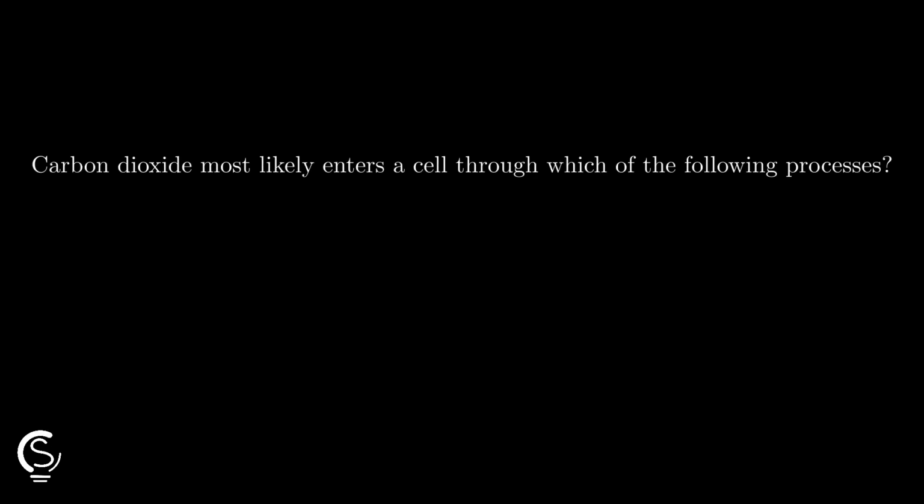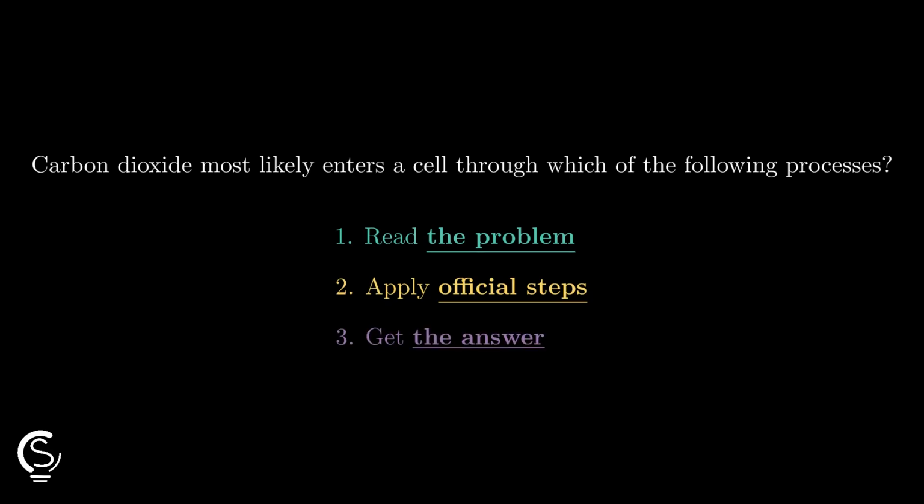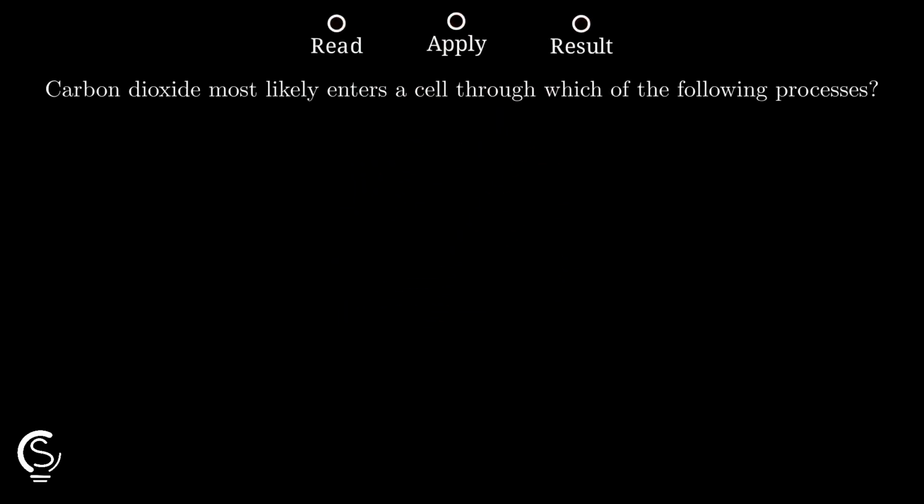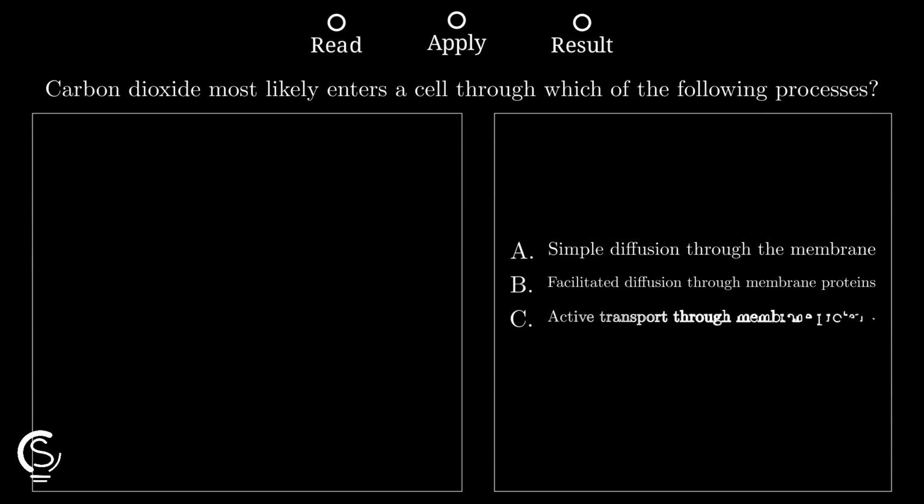Carbon dioxide transport is a classic biology question that you can master in seconds. Let us break down exactly how this small molecule enters cells. First, we must identify the properties of carbon dioxide. It is a very small nonpolar molecule, which means it can easily pass through the hydrophobic core of the lipid bilayer.